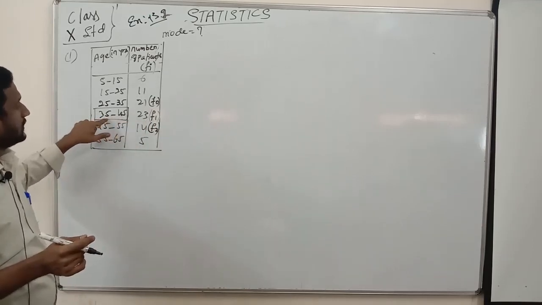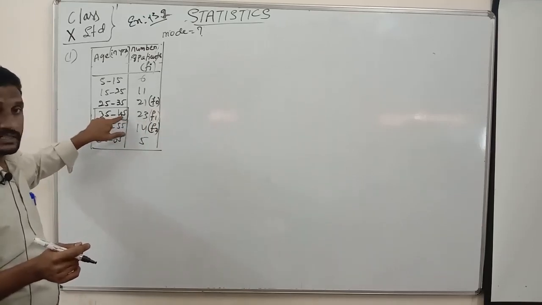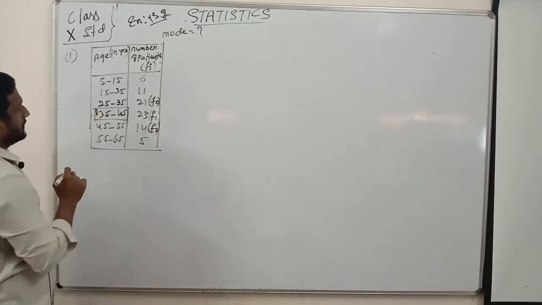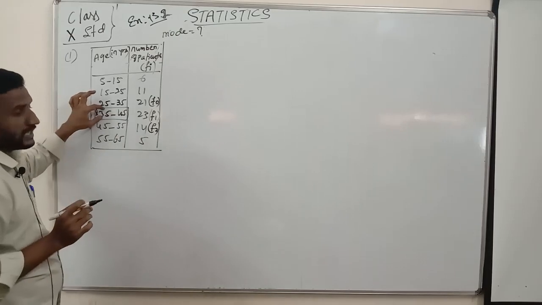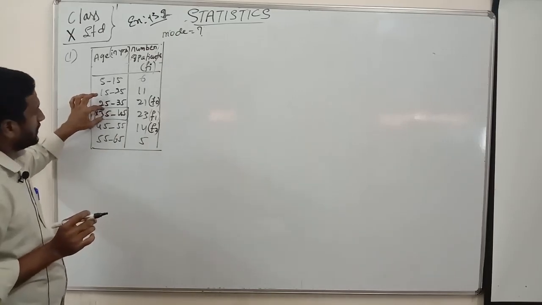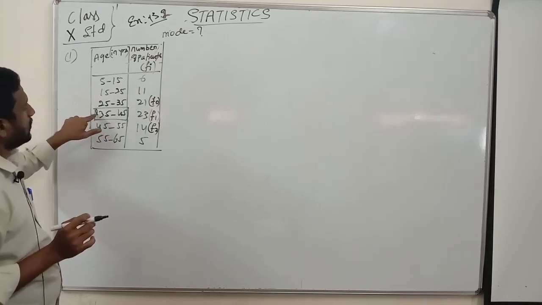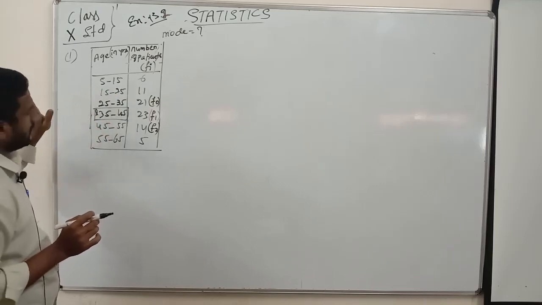Here the lower class limit and upper class limit are there. The first number is the lower limit, and the next is the upper limit number. L means the lower limit number of the modal class. This you can take. Okay.